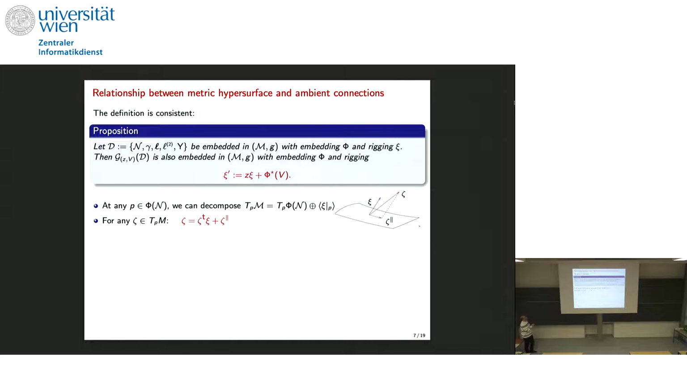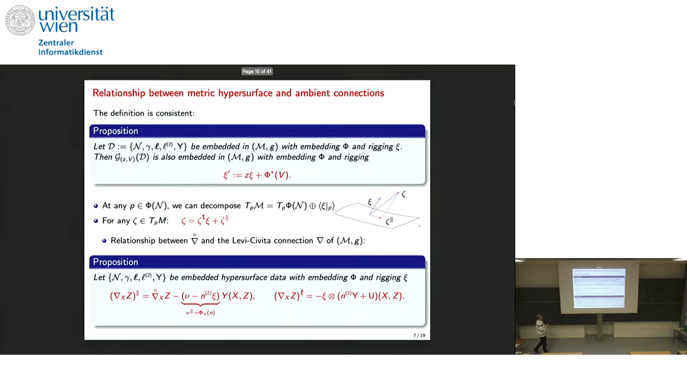And there's only one way. Given one transverse vector, any other transverse vector can be written as a function times psi, with this function being non-zero so that it remains transverse, plus anything which is tangential. Okay? This allows one to connect this nabla zero connection that I was introducing before at the abstract level with the connection in the ambient space.